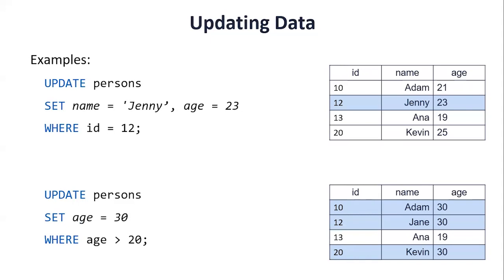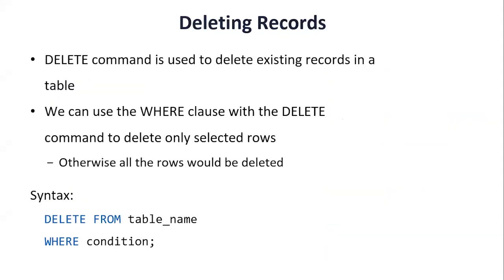And you can see, as in the second example, if we say update person, set age equals to 30, where age greater than 20, all the records that have an age value greater than 20 will be updated to the new age value of 30. So you can see these blue colored highlighted records are the ones that got updated. Right, and finally, so we have learned to select data and update data, insert. So finally, there should be a way to delete them as well.